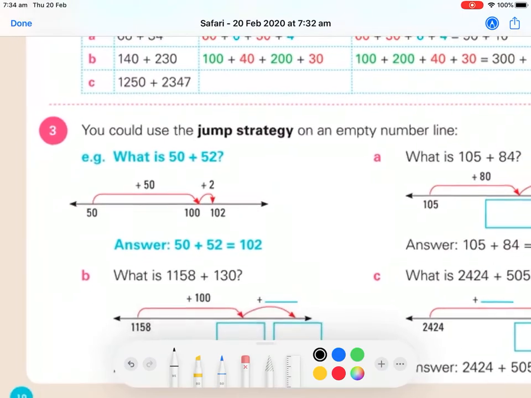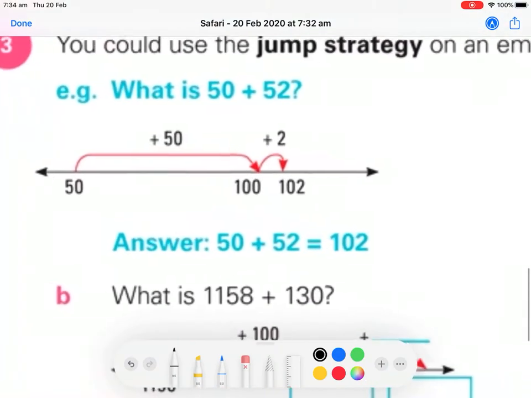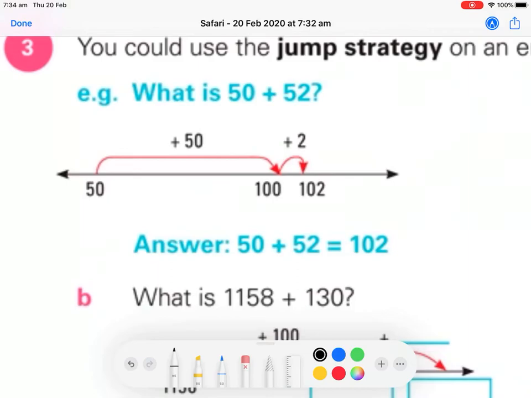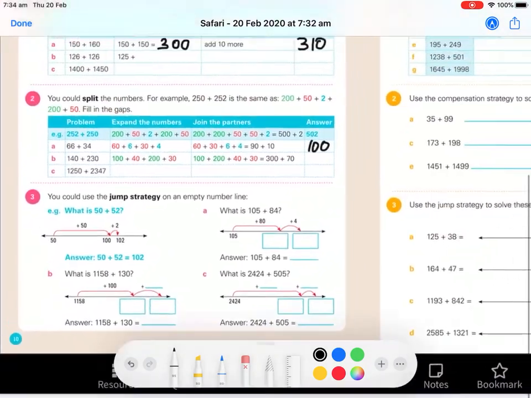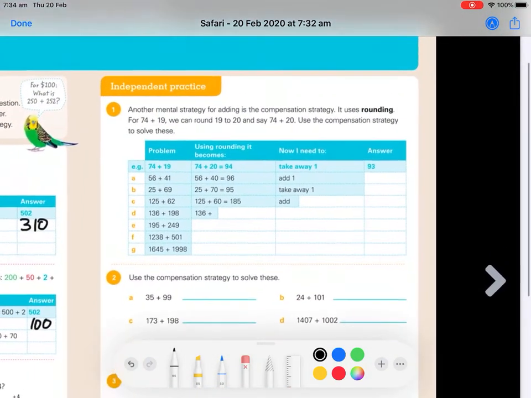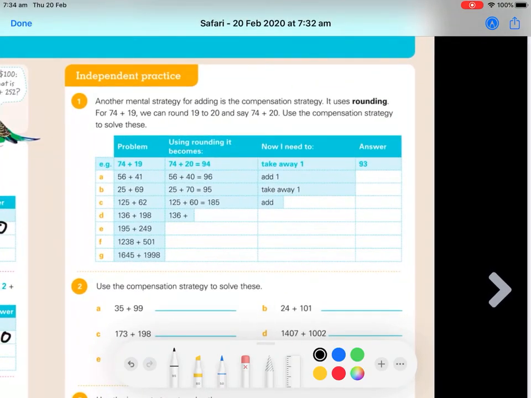You could use the jump strategy on an empty number line. So they're just showing you the jump strategy here, starting at 50, adding another 50, and then adding 2 gives us 102. So 50 plus 52 is 102. So you can use the jump strategy. Another mental strategy for adding is the compensation strategy. It uses rounding. For 74 plus 19, we can round 19 to 20 and say that 74 plus 20.